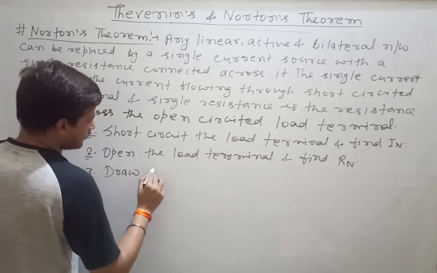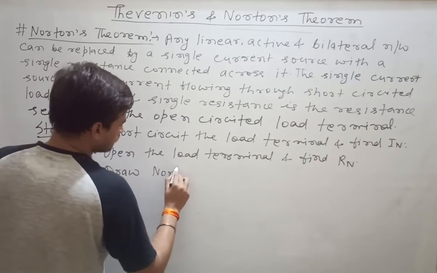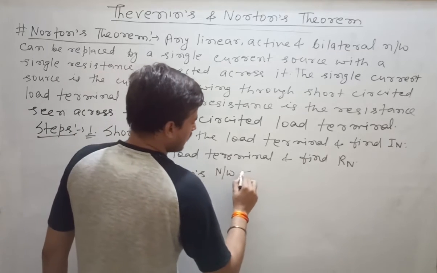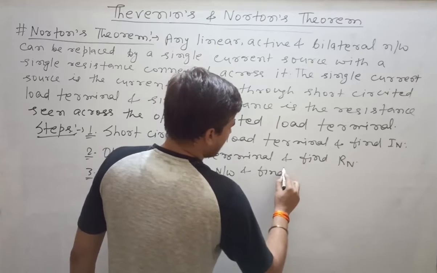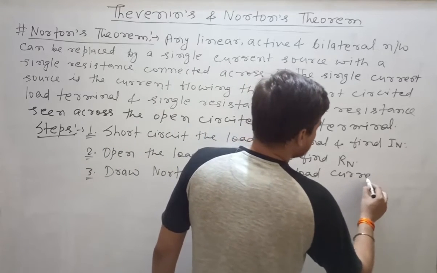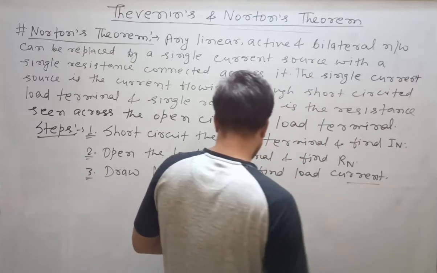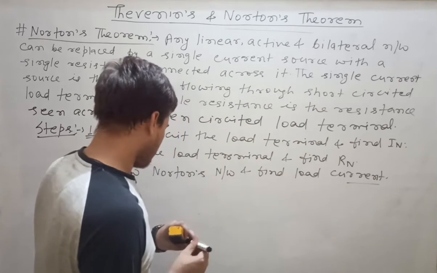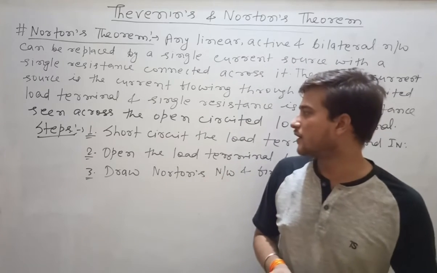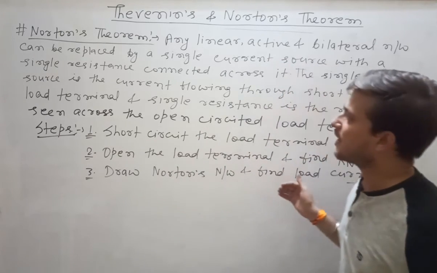Third step, draw Norton's network and find load current. So these are the steps that are to be followed.